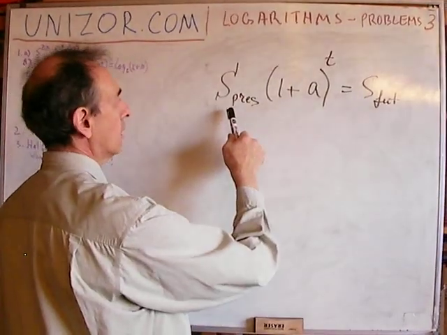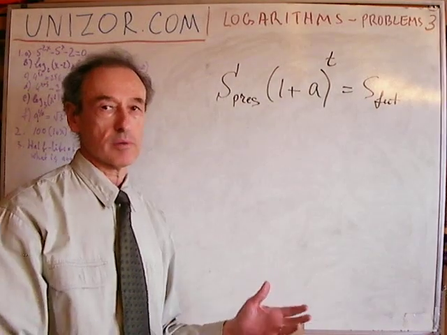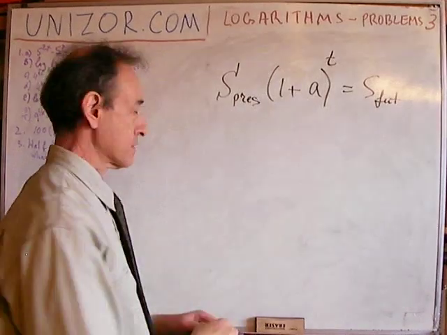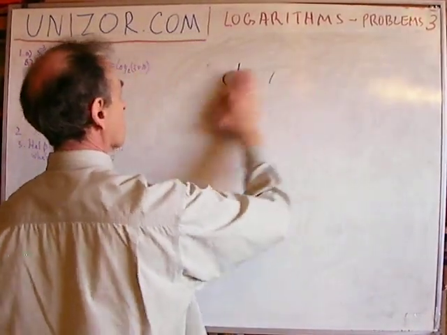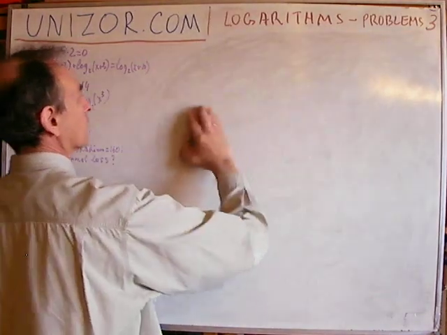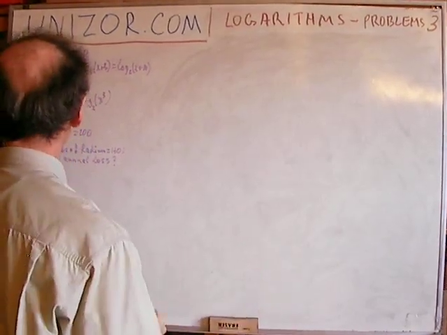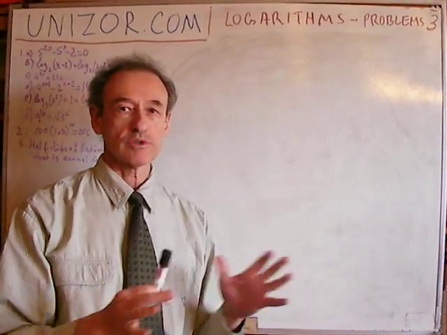So we have 1, 2, 3, 4. We have 4 different variables here. Knowing any 3 is sufficient to find out the fourth. And that's what all the bankers are doing. They're just calculating present value, future value, interest, etc., etc. That's their main involvement. All right, and another problem is related more to physics.